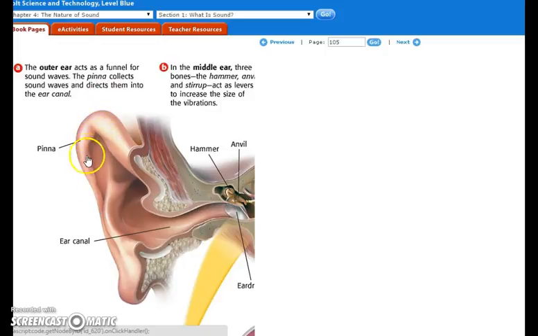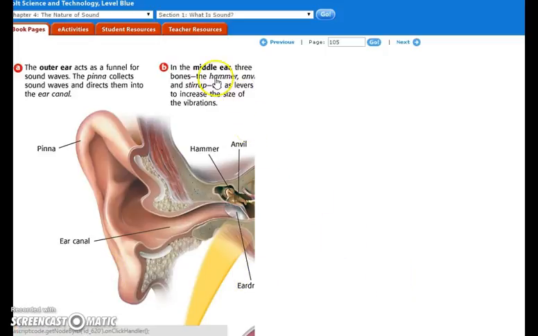So this curve that we all have on our ear actually works so that all sound waves entering this will be redirected down into our ear. If you did not have your ear and it were cut off, you could still hear because sound would still enter your ear canal, but you would not hear as well because the ear is helping you to hear sound.